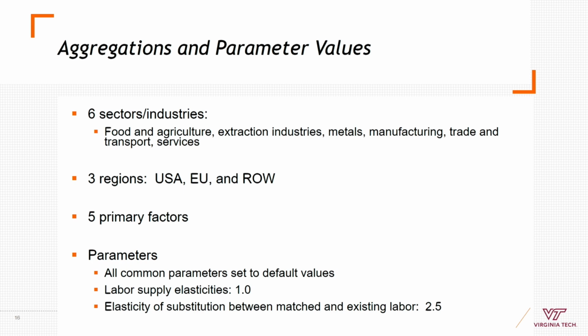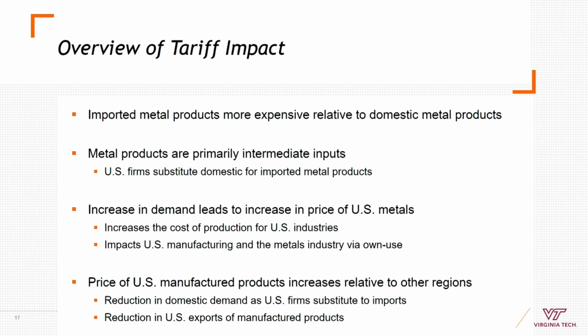Definitely go through the application. All right, so again, we're going to have a 25% increase in the US tariff rates on metal products, so steel and aluminum. The story here, regardless of what model you use, is that the imported products become more expensive. Steel and aluminum is basically an intermediate input, so US firms are going to substitute domestic metal for imported metal. That's going to increase the demand for US metal products domestically, so the price is going to go up for US metal. That means anybody that uses it as an intermediate input, their cost of production is going to go up.